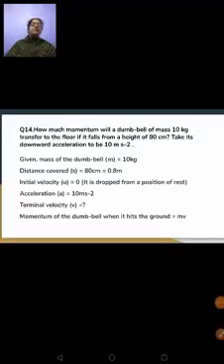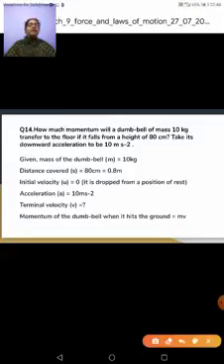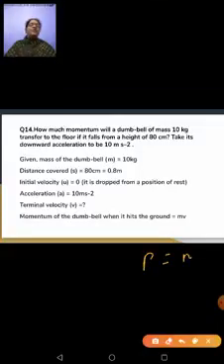How much momentum will a dumbbell of mass 10 kilogram transfer to the floor if it falls from a height of 80 centimeter? Take its downward acceleration to be 10 meter per second square. They've just twisted and turned things, but the question is direct. You need to calculate the momentum shown by the dumbbell when it reaches the floor. Momentum can be calculated using the formula P is equal to mv.